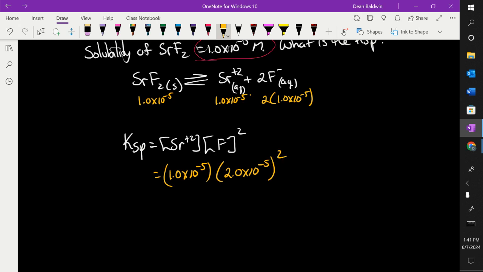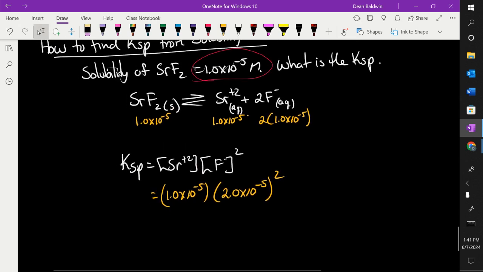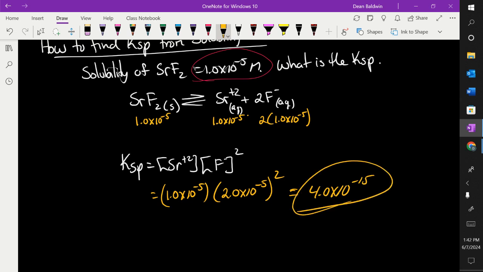So the only trick with this is you have to remember to square that number. And then you just punch it in your calculator. Some number. Two times 10 to the negative 15. Anybody? It looks like 4.0 times 10 to the negative 15. Boom. There's your Ksp. That's a pretty straightforward question. Good?